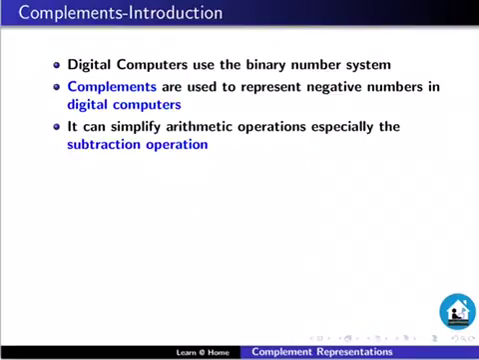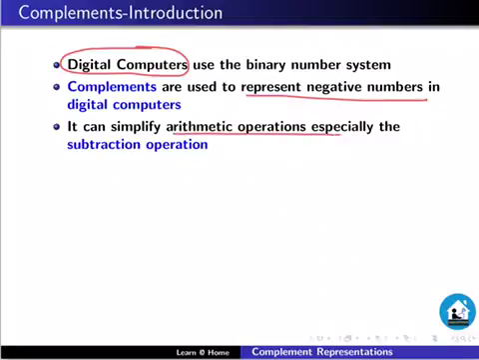Complement representations are generally used in digital computers to represent negative numbers. The advantage is that once you are able to represent a negative number, arithmetic operations can be drastically simplified. It means that the way in which a digital computer performs arithmetic operations can be simplified, especially the subtraction operation. As you may be aware, there are two types of arithmetic defined.